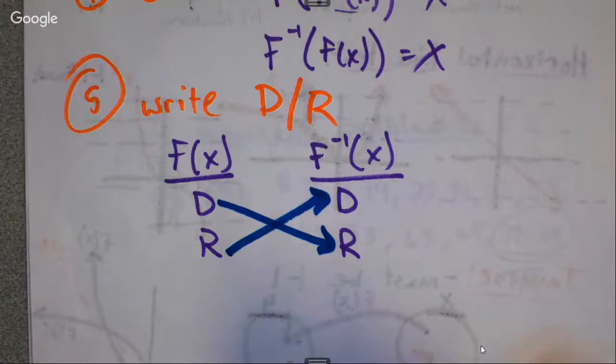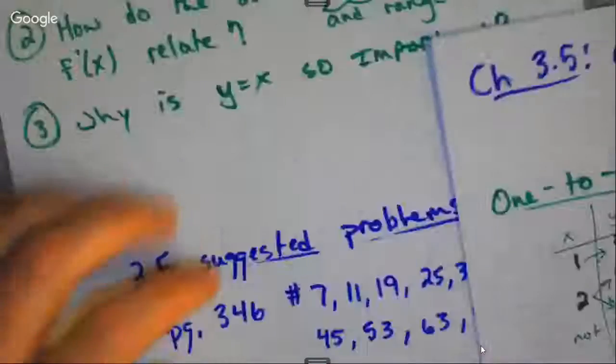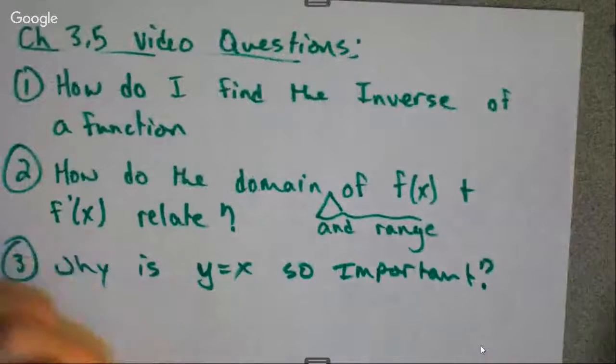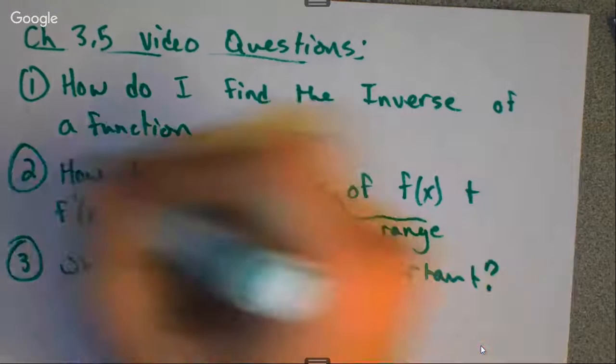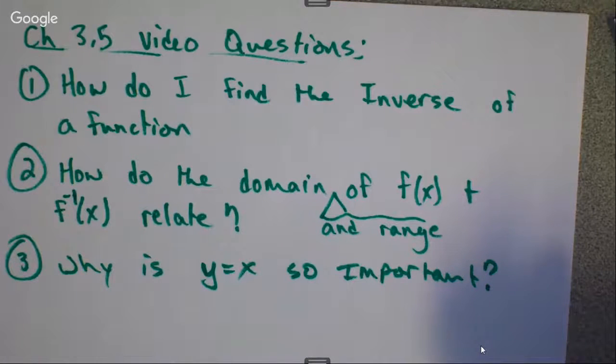I think that will conclude it for one-to-one and inverse functions. So let's look at our questions here. Question one: how do I find the inverse of a function? Question two: how do the domain and range of f of x and f inverse of x relate? And number three: why is y equals x so important?